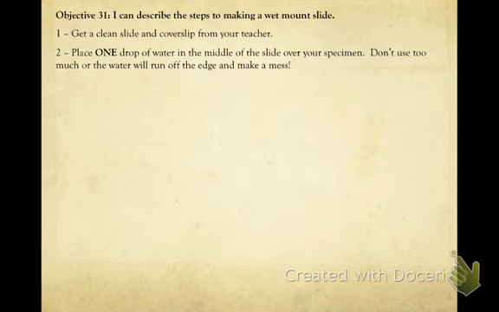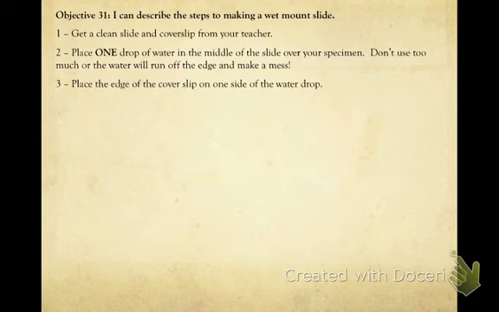Before you put the cover slip on, you're going to place 1 drop of water in the middle of the slide over your specimen. So the first thing we're going to do is a letter E in lab. You'll have a little letter E, and you're going to put the E on your slide, and then put a drop of water on top of it. You're not going to use too much water, just 1 tiny little drop.